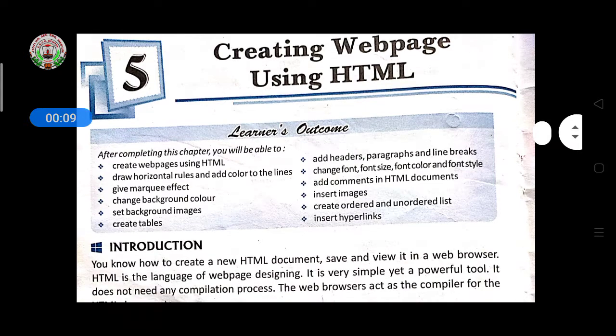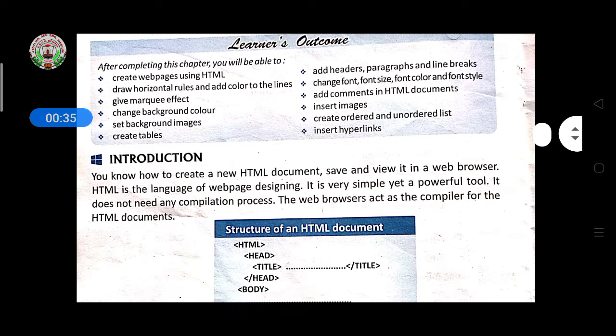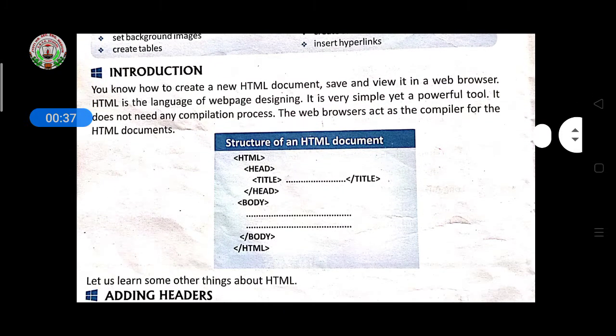So in this chapter we will discuss creating a web page using HTML, then how to draw horizontal or colored lines, then marquee effects, what do you mean by marquee effects, change the background color, set background images, create tables, header, footer, paragraph, line breaks, then how to change the font of your text, font size, color, then how to add comments in HTML, how to insert images, create an ordered and unordered list, insert hyperlink. All this we will discuss today, in this chapter.